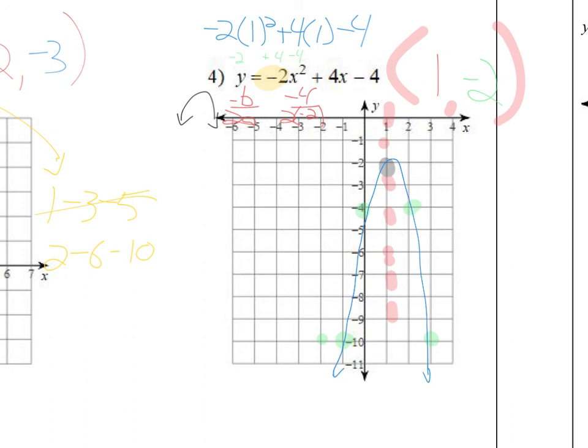And as a quick little double check, my y-intercept was supposed to be negative 4. And lo and behold, that's where we have a dot on the y-axis. All right, that's it for this video. You now know how to graph functions written in standard form.